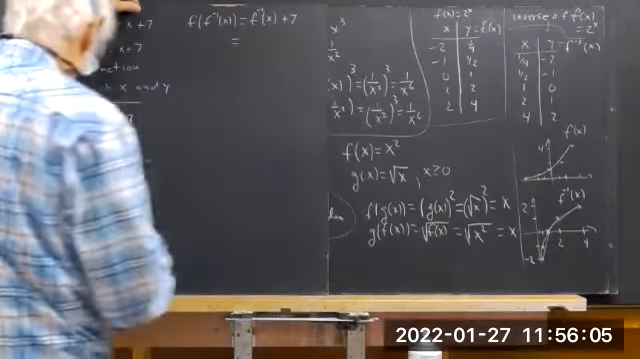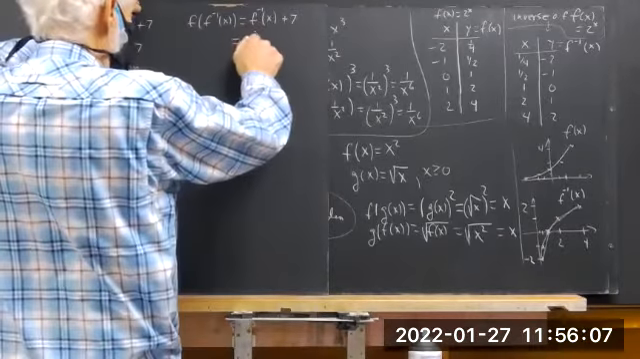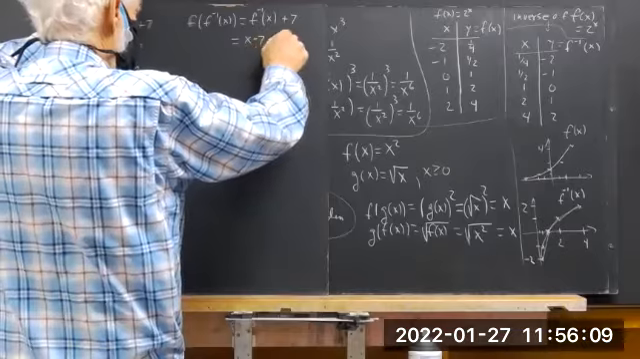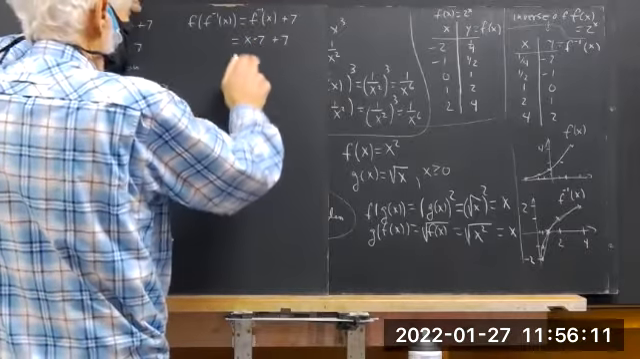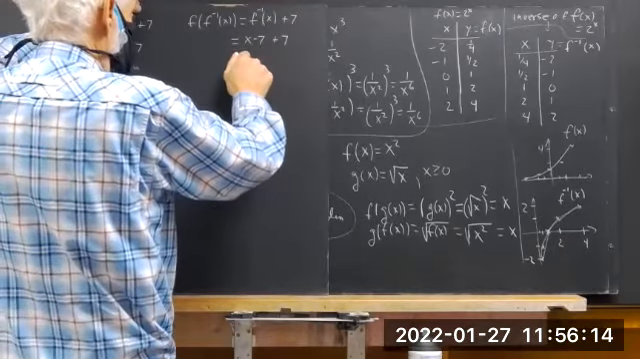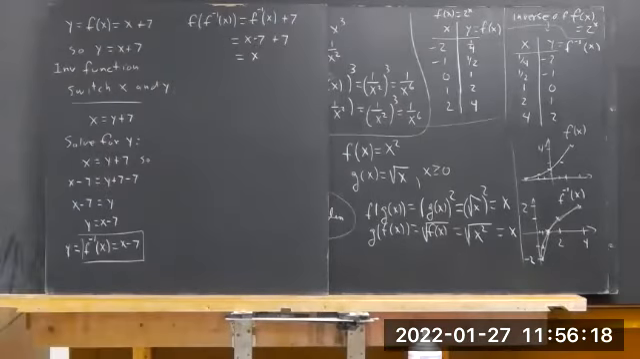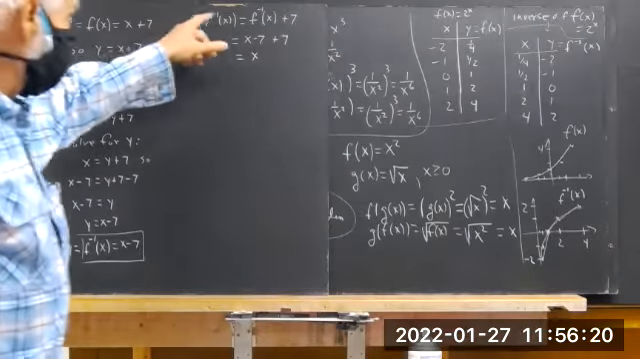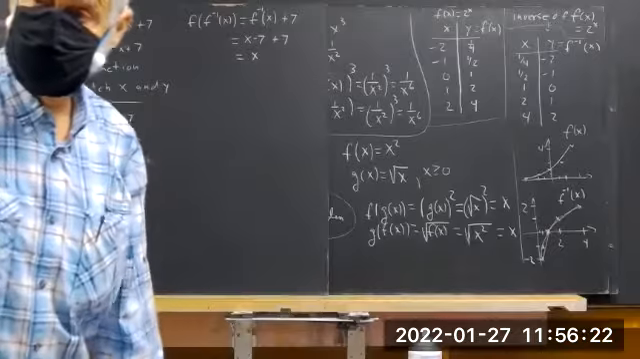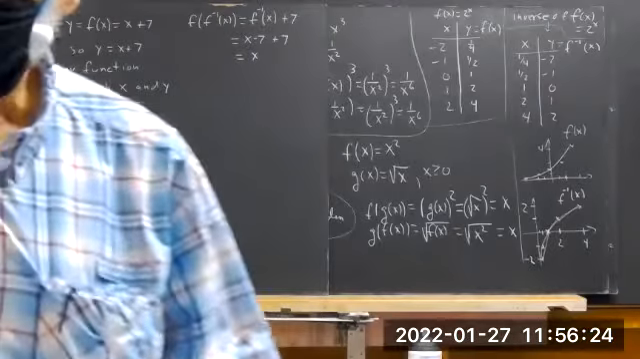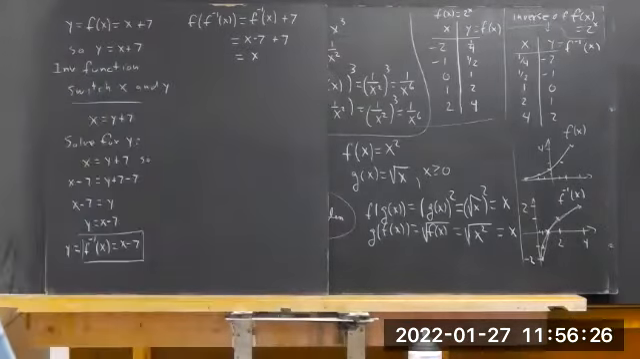Now what's f inverse of x? I thought it was x minus 7. What's x minus 7 plus 7? That's equal to x. So f of f inverse of x equals x. That's the test for an inverse function. Okay? Need to get that.